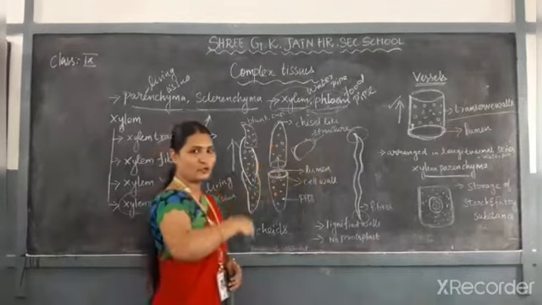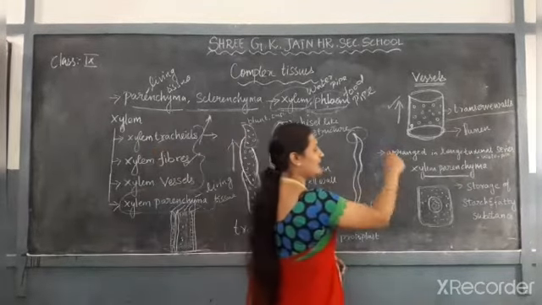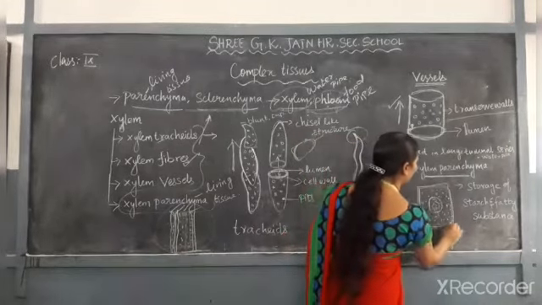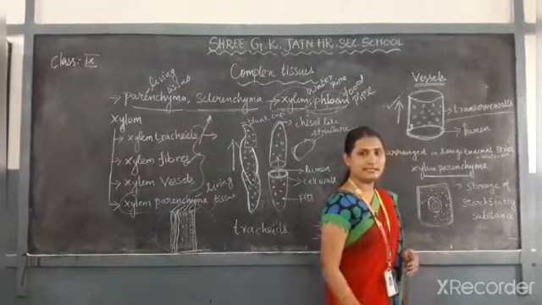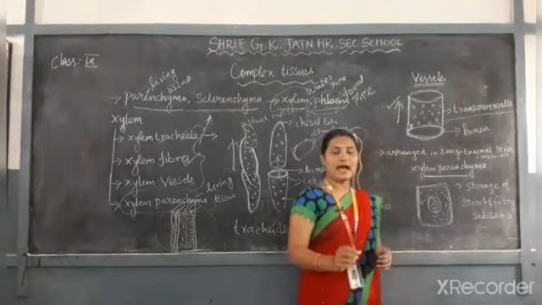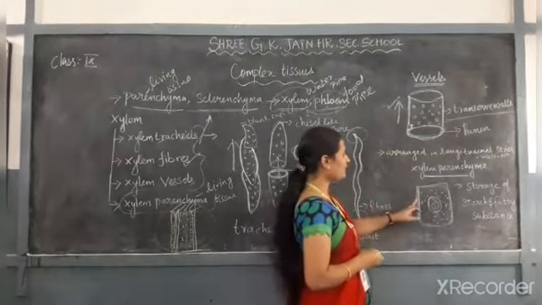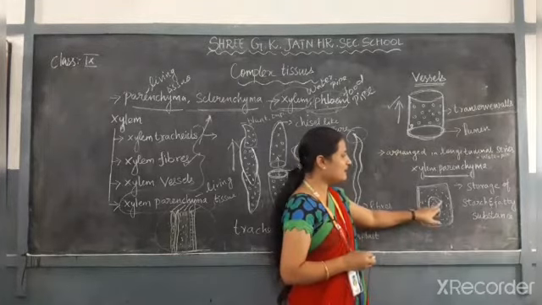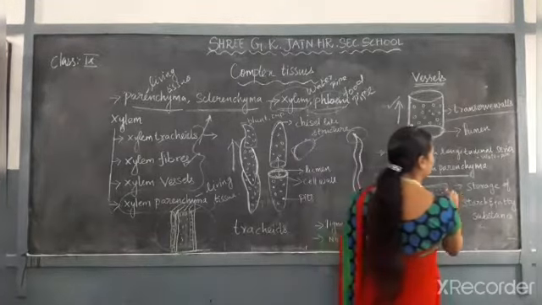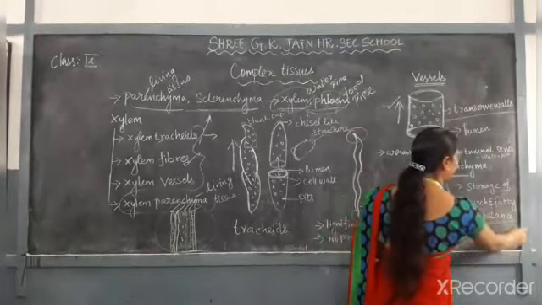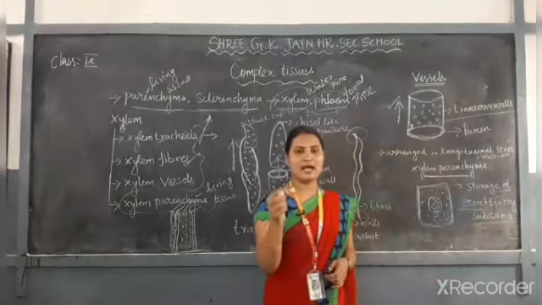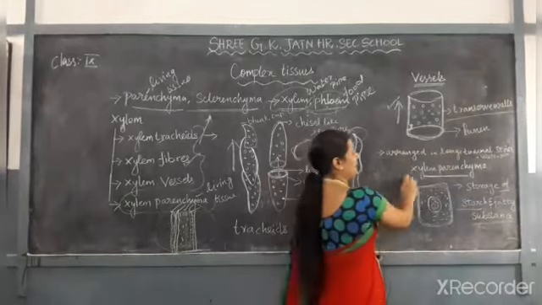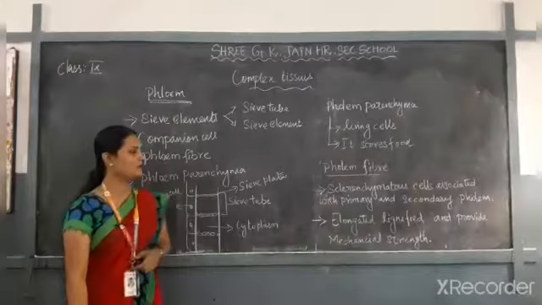As I told you already, the xylem parenchyma is the only living tissue in the xylem. So it has a protoplast. Since it is made of living cells, they have protoplast in them, and you can also see the nucleus present inside the cell. It acts as a storage of starch and fatty substance. The starch and fatty substance get stored inside the xylem parenchyma tissues.